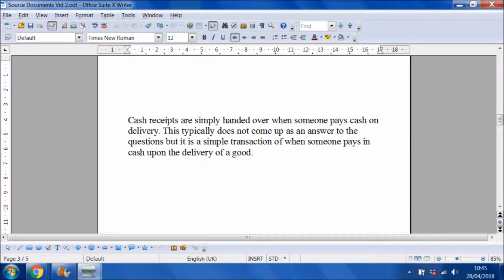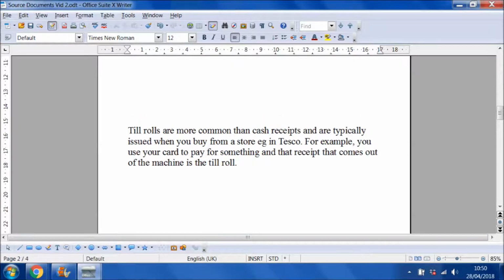Cash receipts are another form of source document that are simply handed over when somebody pays cash on delivery. This typically does not come up as an answer to a question, but it is a simple transaction of when someone pays cash upon the delivery of a good.